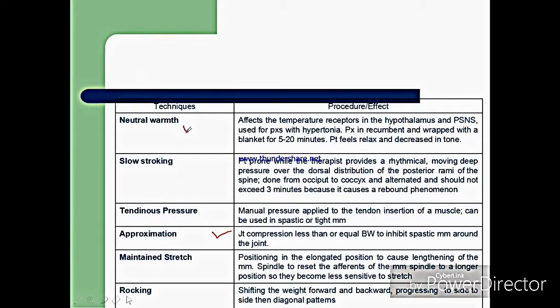Then neutral warmth refers to maintaining the body heat by wrapping the specific area of inhibition. For example, a cotton blanket can be used. Neutral warmth is used because if heat greater than body temperature is used, a rebound effect may occur within 2 to 3 hours, which means the inhibited muscles become facilitated as they were before the treatment.